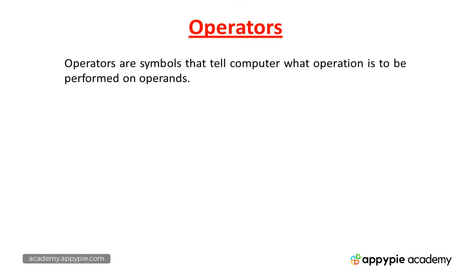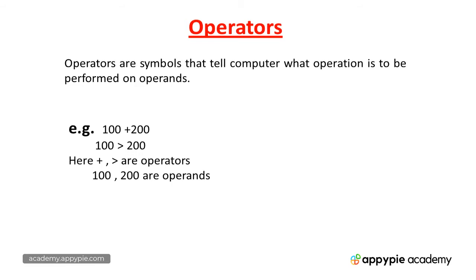Operators are symbols that tell the computer what operation is to be performed on operands. By operands, we mean constant values or variables upon which we want to do the operations. For example, 100 plus 200. Here 100 is an operand, 200 is also an operand, and plus is the operator.